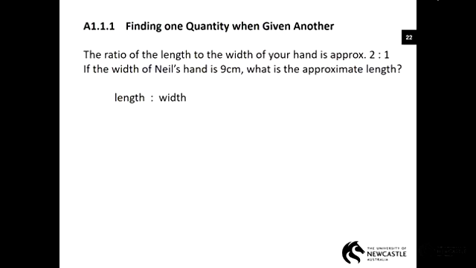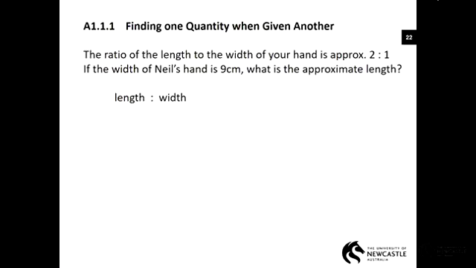So the next part of ratios is, I've looked at simplifying ratios and 1 to x or x to 1, now using them. We haven't actually used them to find an answer yet. So there's two main ways that questions will get worded. Here's the first one. The ratio of the length to the width of your hand is approximately 2 to 1. For every 2 of length, we've got only 1 of width. If the width of Neil's hand is 9 centimetres, what's the approximate length?